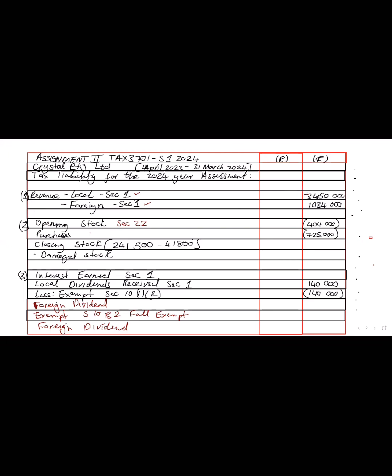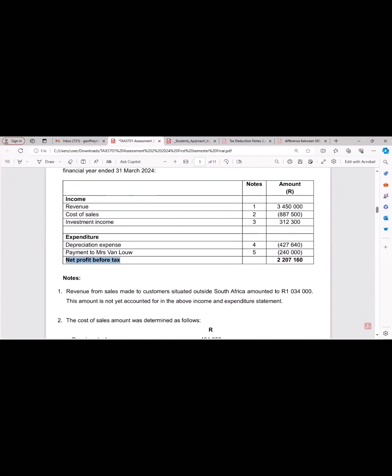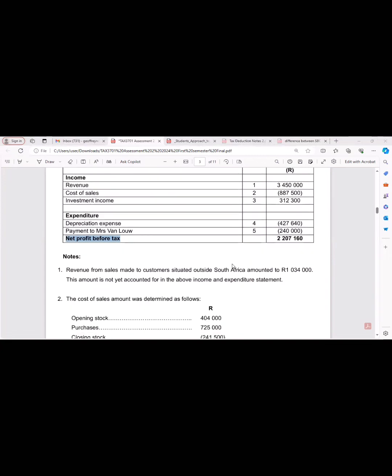Anyone with questions with the first one? Perfect. We go to the second one. What I'm teaching you will apply to other questions. So if you see any question now with foreign sales, for the sake of income tax, it works the same. Right, so let's go into note 2.